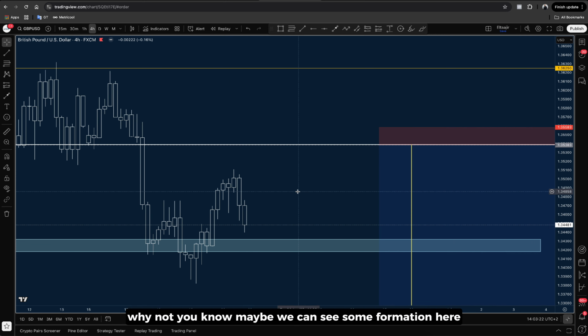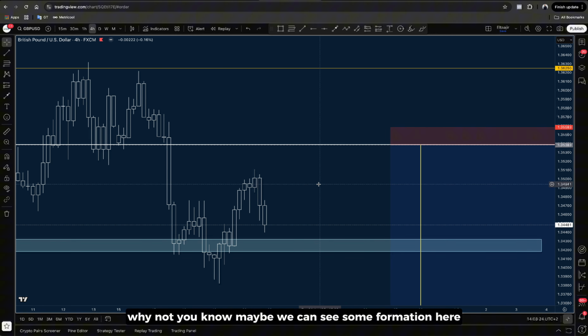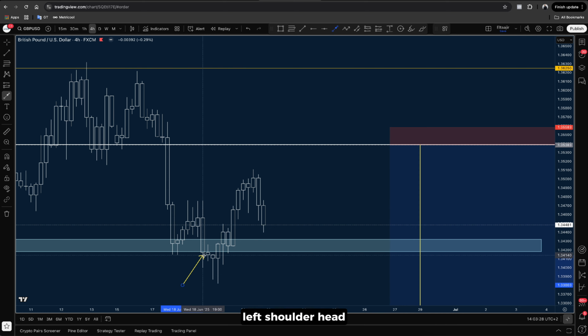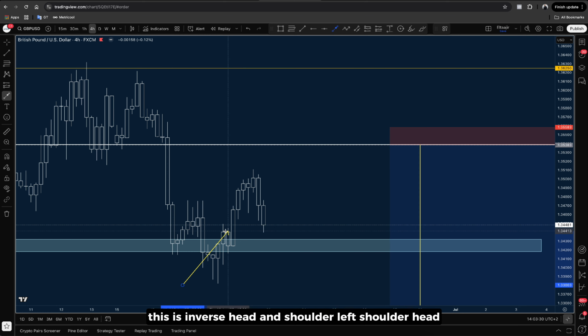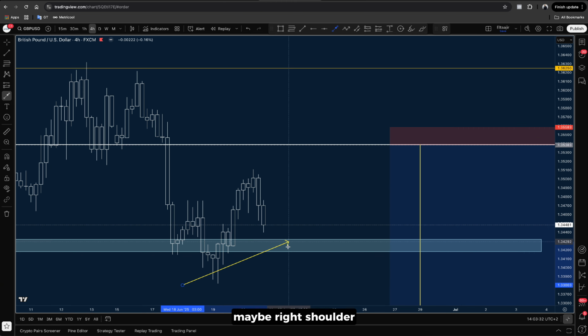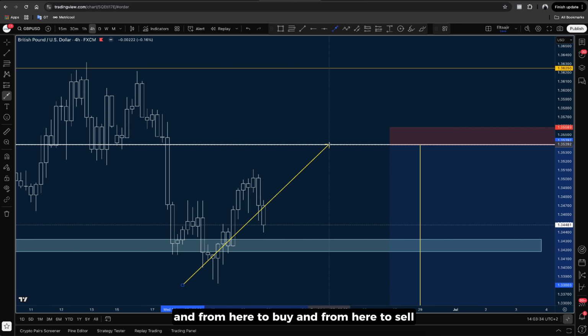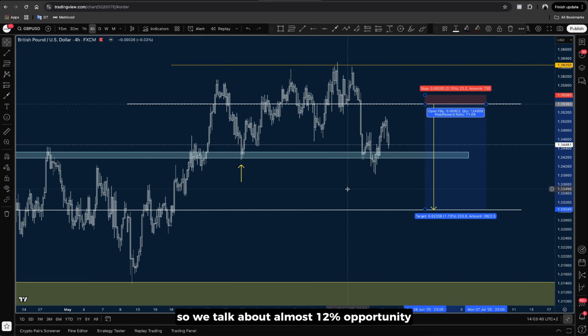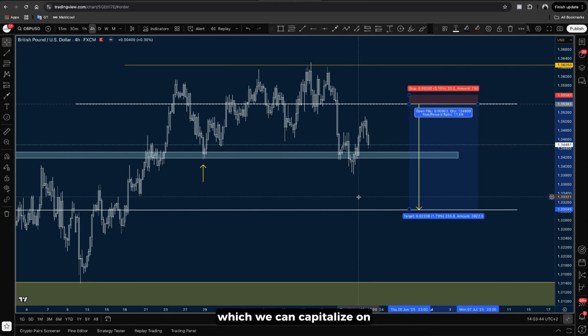And as you can see here on GBPUSD, if this scenario happens, we can look for an opportunity basically. Why not? Maybe we can see some formation here, left shoulder, head. This is an inverse head and shoulders, left shoulder, head, maybe right shoulder, and from here to buy, and from here to sell. And if this opportunity happens, we are talking about almost a 12% opportunity, which we can capitalize on. So that's all, guys, for this week.